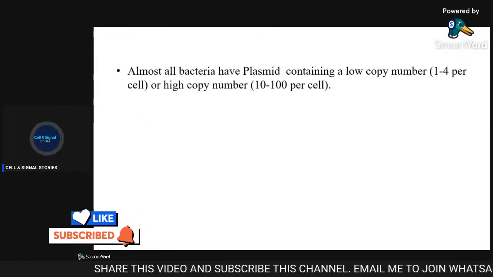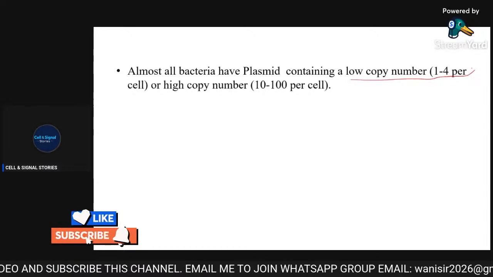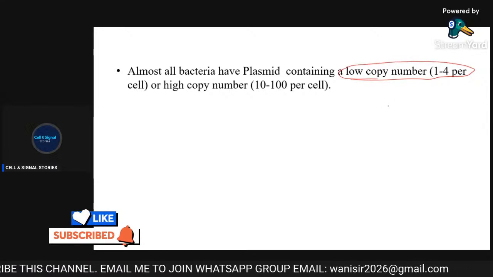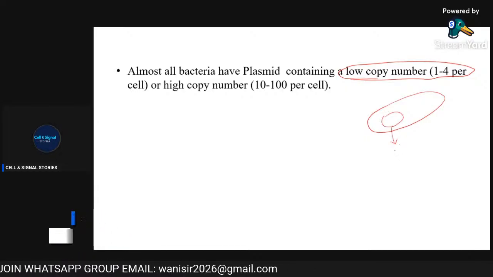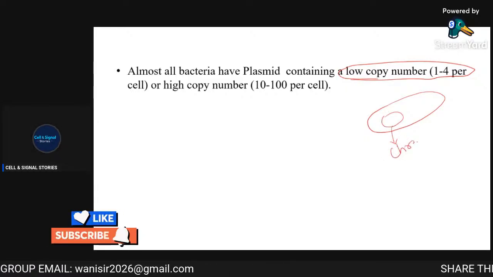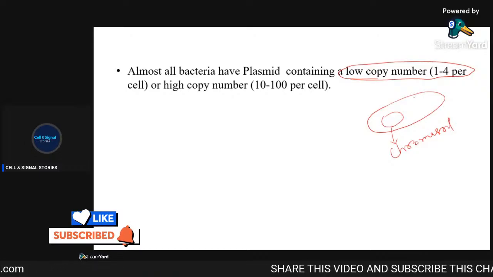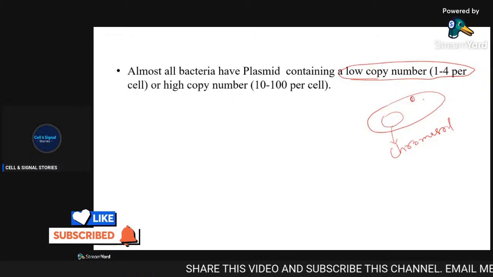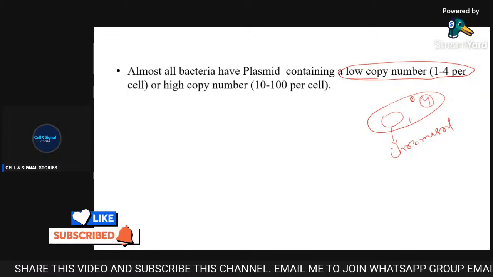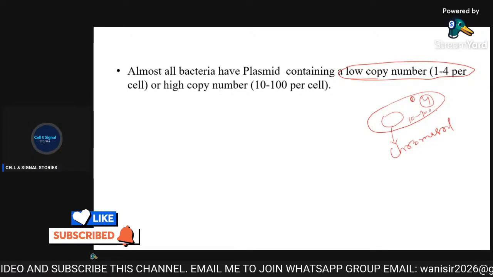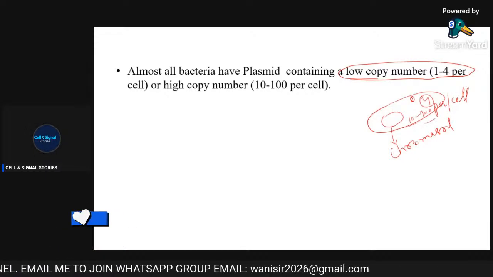Now, almost all bacteria have plasmids at a low copy number. What is the copy number? Copy number is how many plasmids can be inside the bacterial cell, compared to the genomic or chromosomal DNA. It can be one or it can be four, so it depends. Or a high copy number is 10 or 100 per cell. That means per cell there can be 10 or 100, it depends.